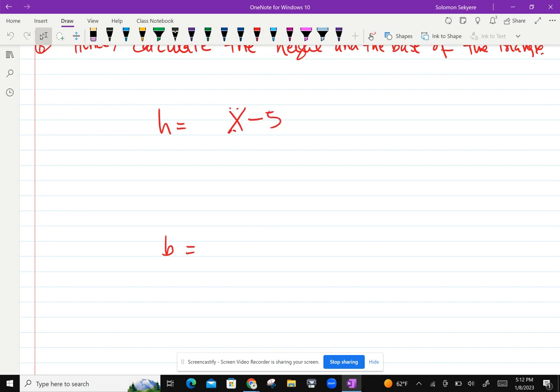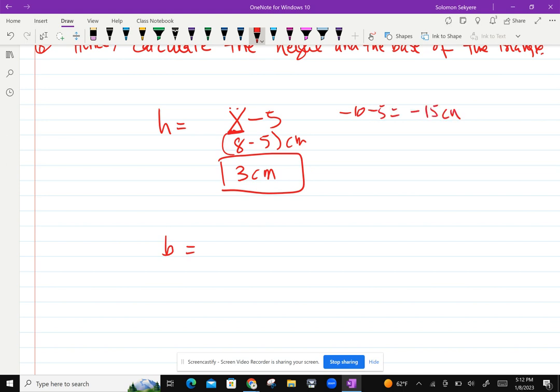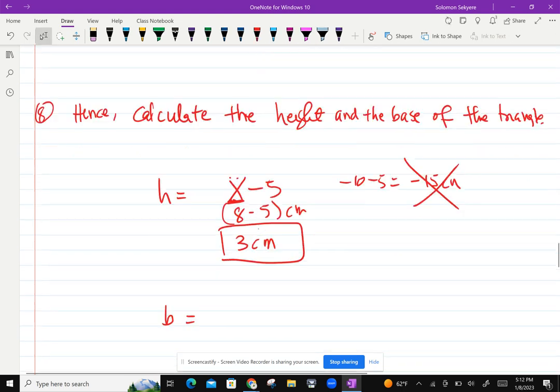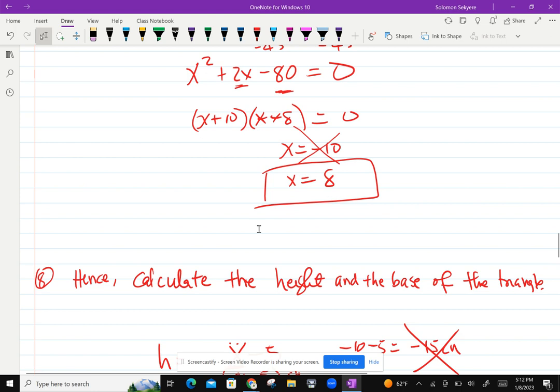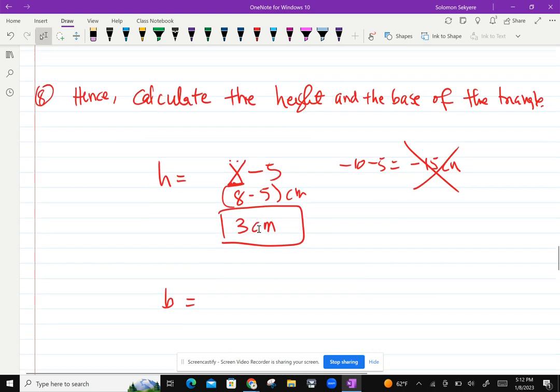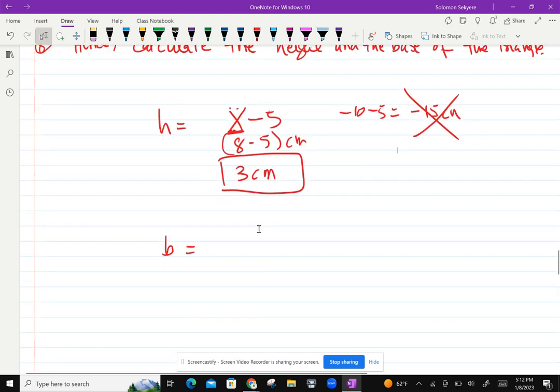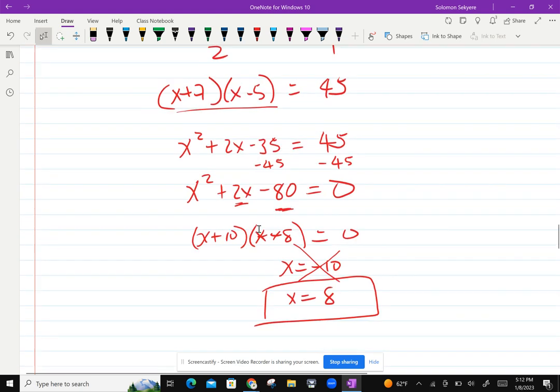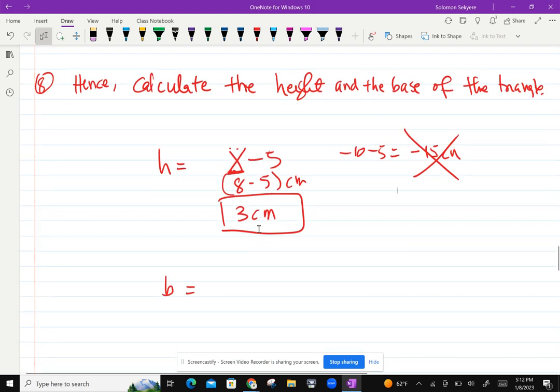Now that we know x is equal to 8, the height is 3 centimeters. Why did we not use the negative 10? Because if you put negative 10 in place of the x, you get negative 10 minus 5 equals negative 15 centimeters. We're dealing with dimensions, so that's out. You have to select the value of x that makes sense, and you have to substitute in the expressions in order to know which one to throw out.